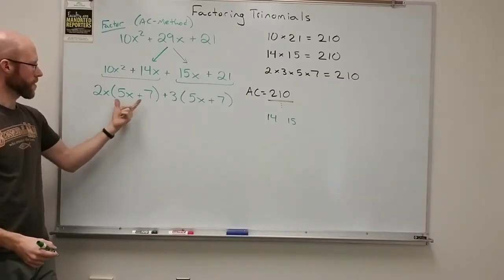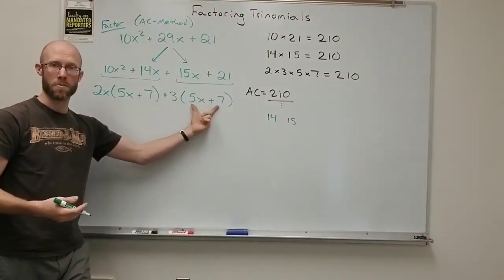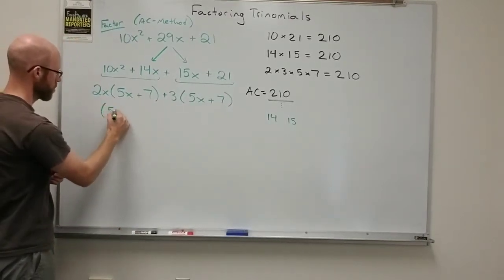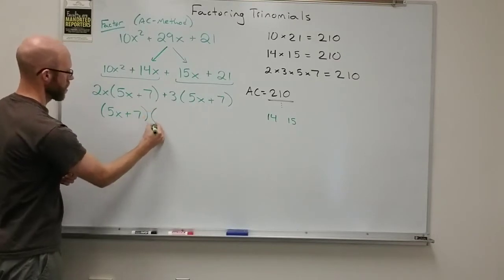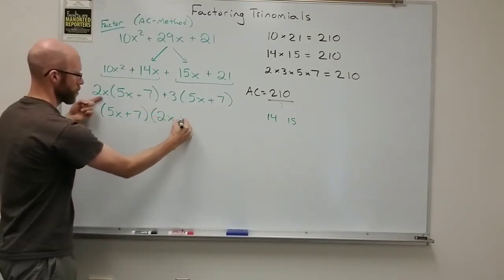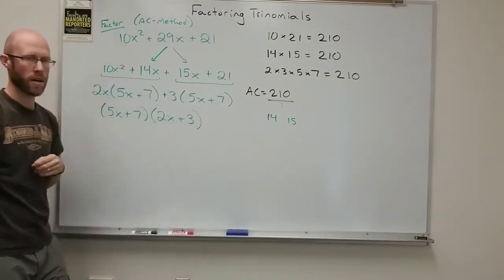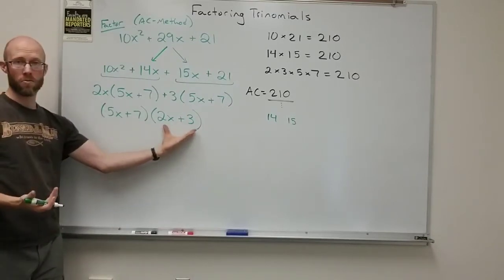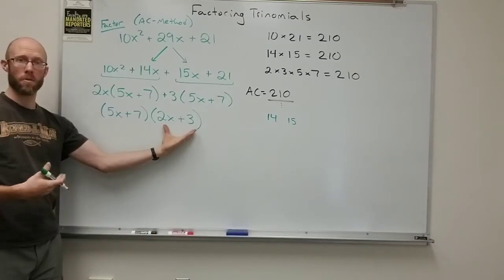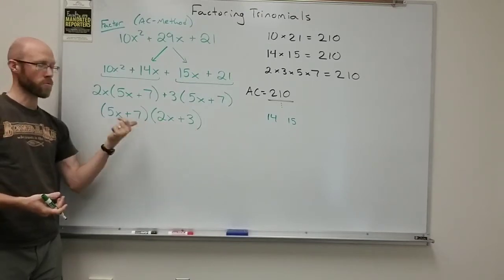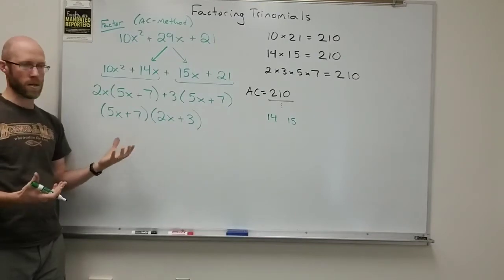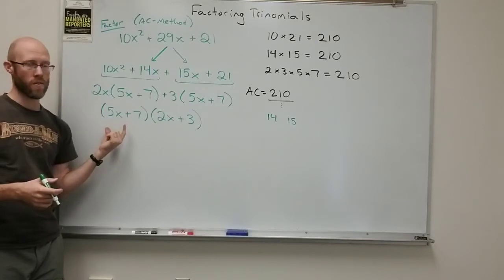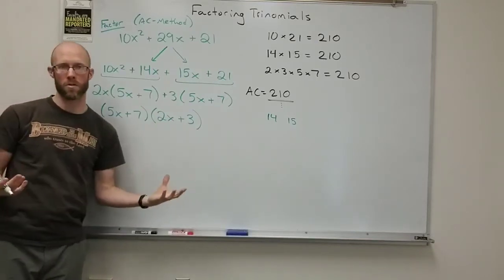Then I have a common factor of 5x plus 7. It's a binomial. I'm going to pull that binomial factor out. And I'm going to be left with 2x plus 3. Okay, those are my remaining factors. This is my factored form. It is the factored form that we had before. I have it in reverse order. It doesn't really matter the order because multiplication is commutative. So 2x plus 3 times 5x plus 7, or the other way around, it doesn't really matter.